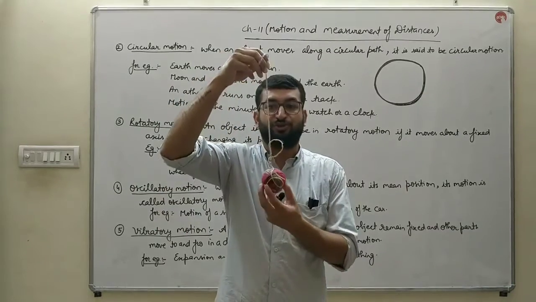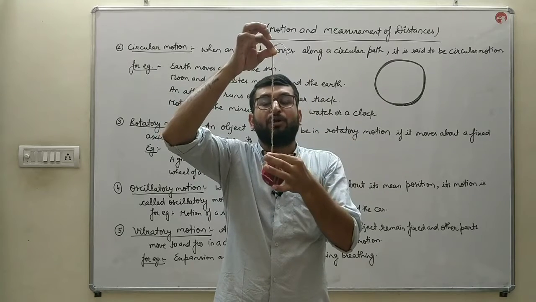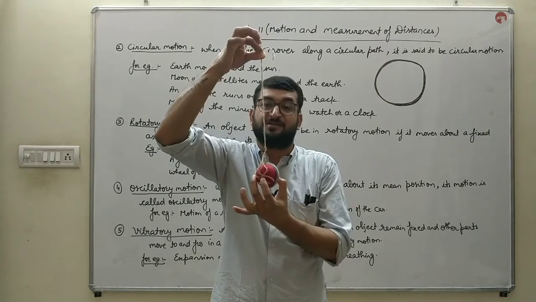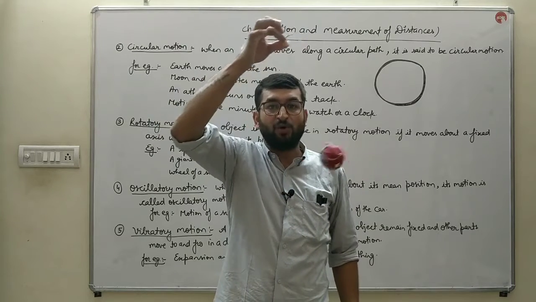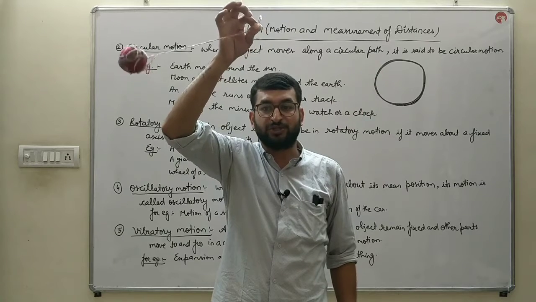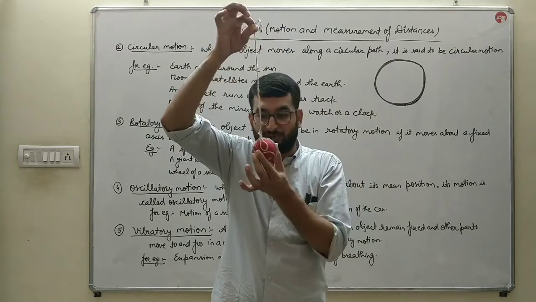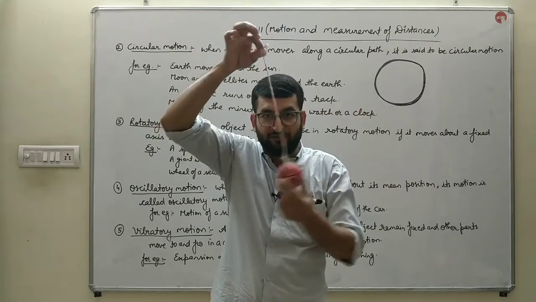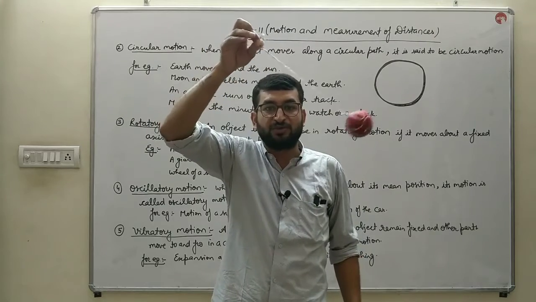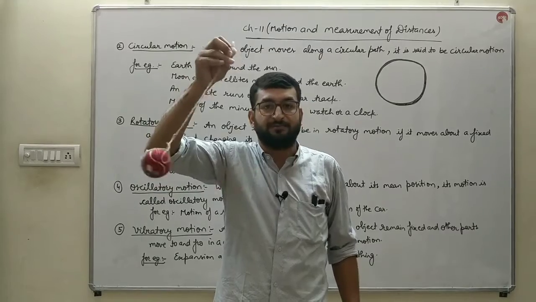To understand the oscillatory motion, you can make this setup at home. Bind a ball or a stone with the help of a thread. This is the mean position. When we allow that ball or that bob to move to and fro, then this motion is known as oscillatory motion, as this bob is moving to and fro around its mean position.